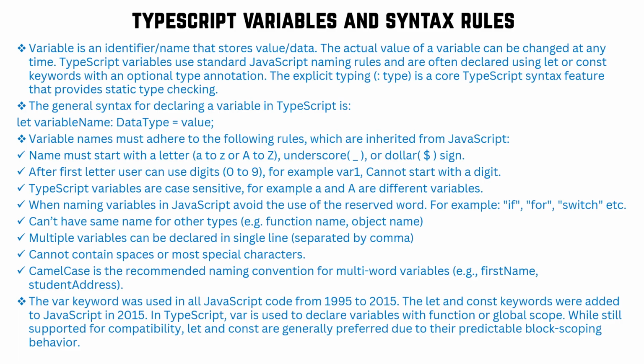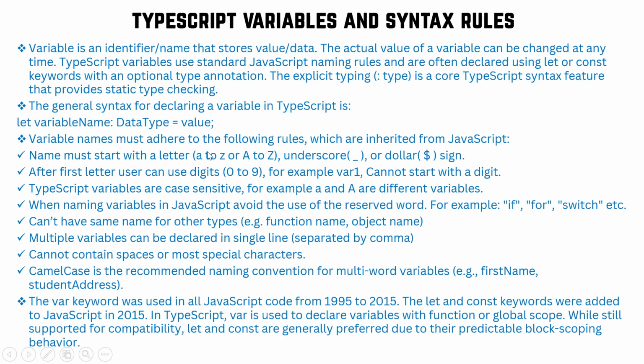We can make it a constant so that we are not going to change this value in the future. But let will help you to change this value or define the value any number of times. So the general syntax for declaring a variable is let, or const, or var, variable name, colon, data type, equal to the value.